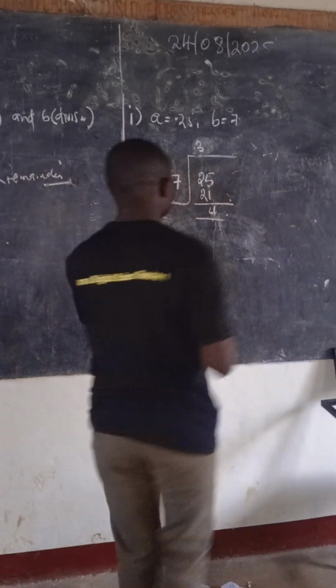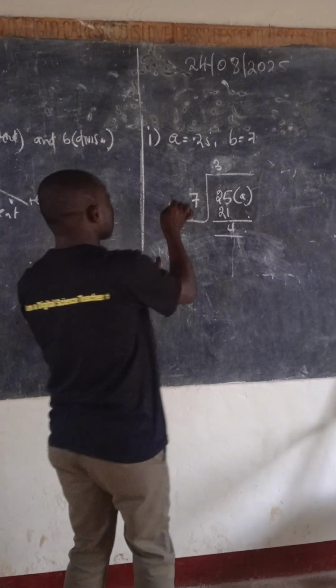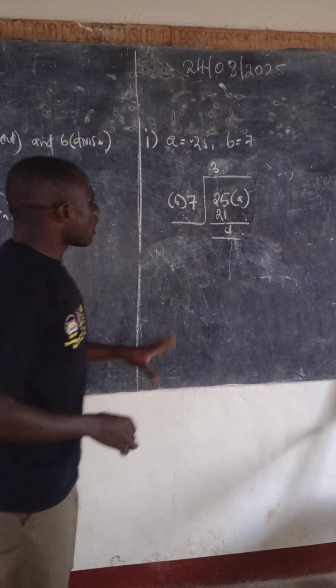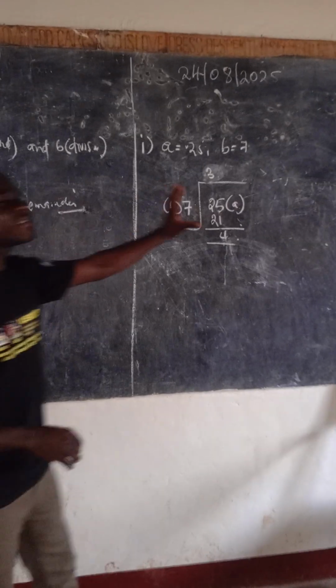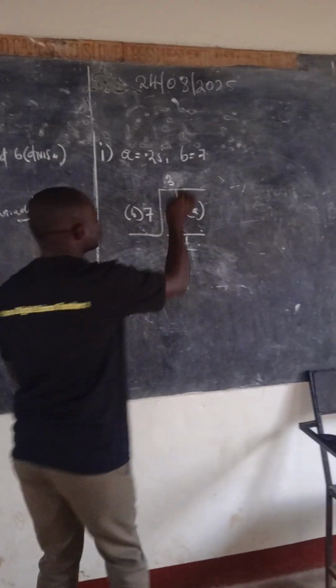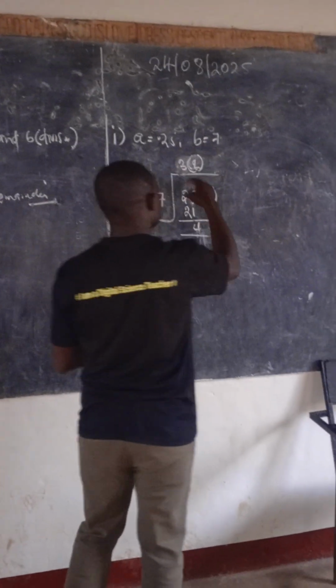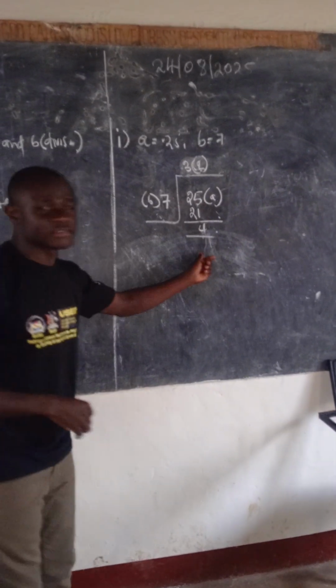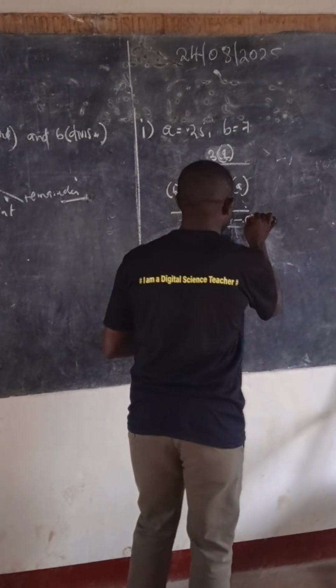So from this, technically, we have our A as 25. We have our B as 7. And I've said the quotient Q is the answer we get after dividing the dividend by the divisor. So this becomes our Q, the quotient. And of course, I have said after dividing, you have the remainder. Now, this is our R.